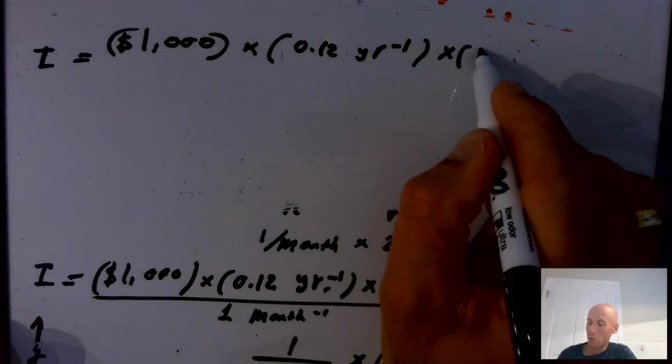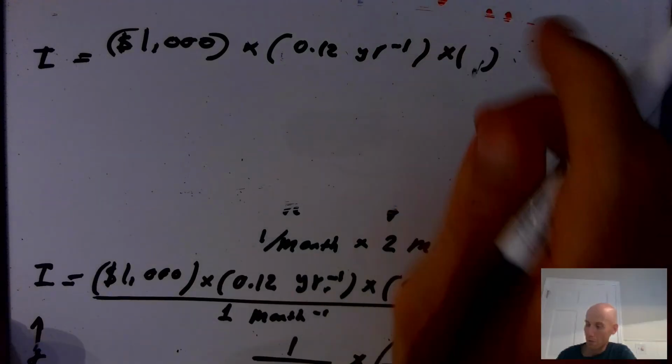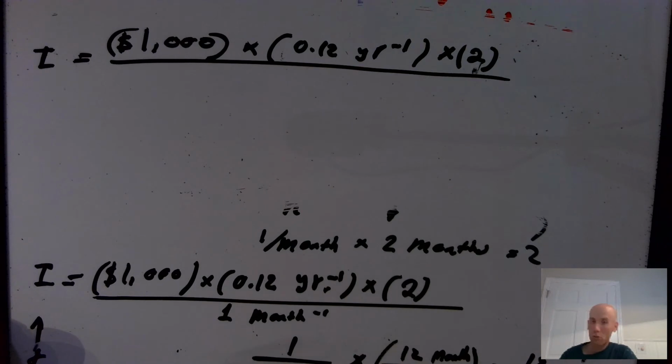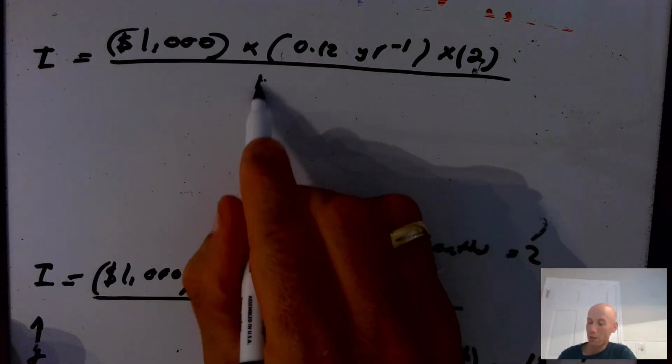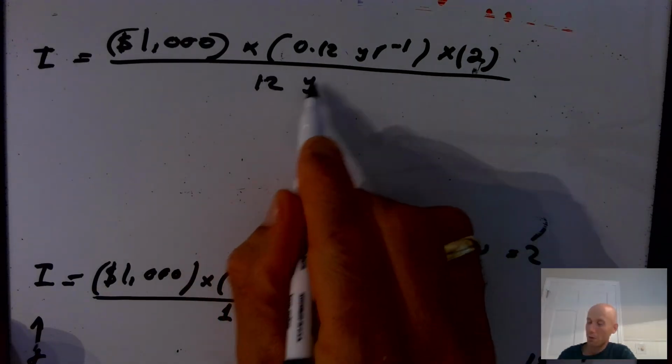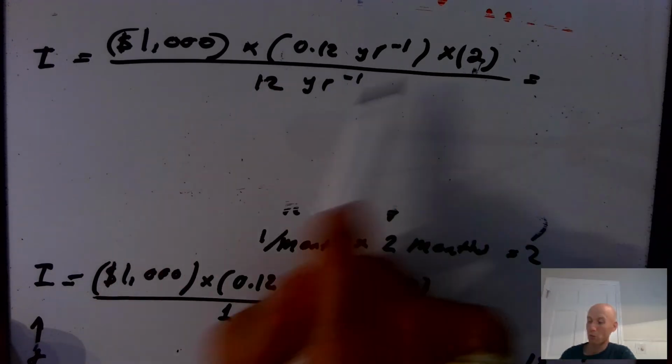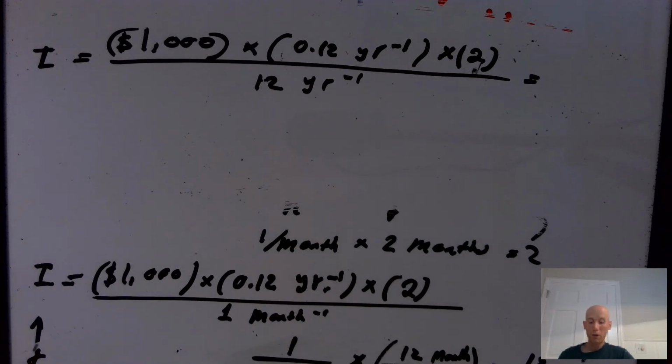This is times 2. That doesn't look like a 2, does it? And I divide this by 12 per year. I just calculated instead of 1 per month. So now I can just punch it all in the calculator. 1,000 times 0.12 times 2 divided by 12. And when I do that, I can actually get my result, which is $20.